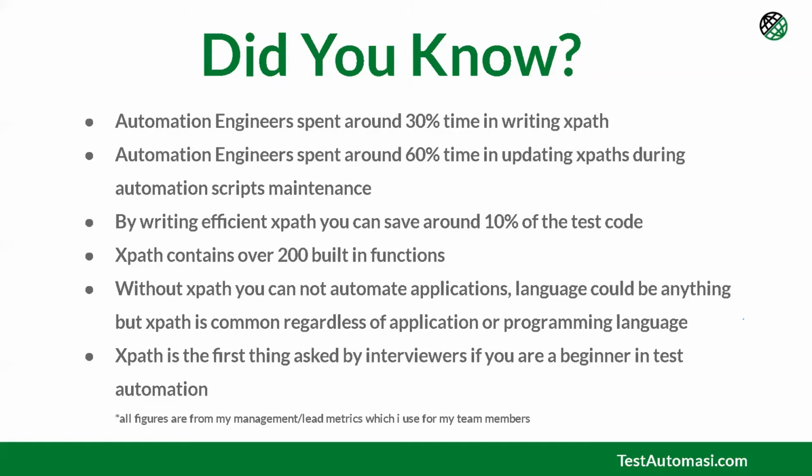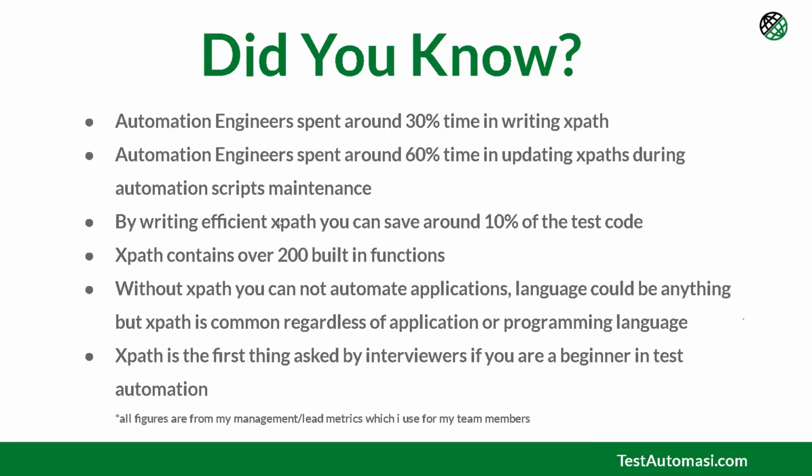Also, automation engineers spend around 60% of their time updating XPaths during automation script maintenance. So once the scripts are created, then comes the maintenance period. Let's say you created 400 test scripts. Now, maintenance is for the 400 test scripts and the new test cases which are being added daily. So this maintenance period mostly involves updating these XPaths. Any change in UI, you need to change the XPath. Any change in functionality, most of the time you need to change the XPath. So 60% of the time where we are fixing something, we are actually fixing something in XPath.